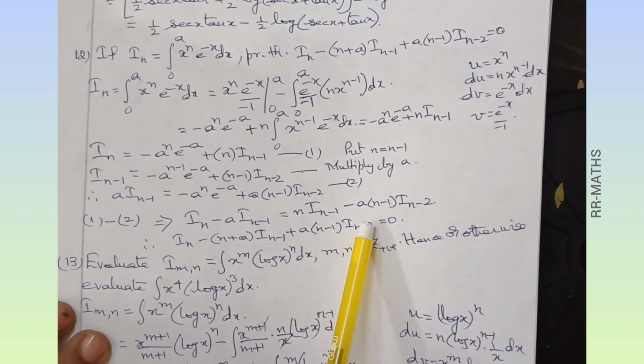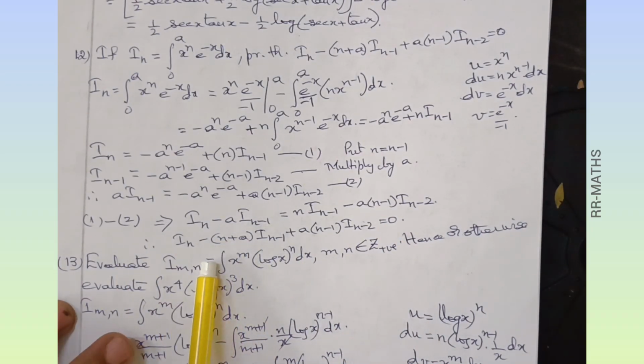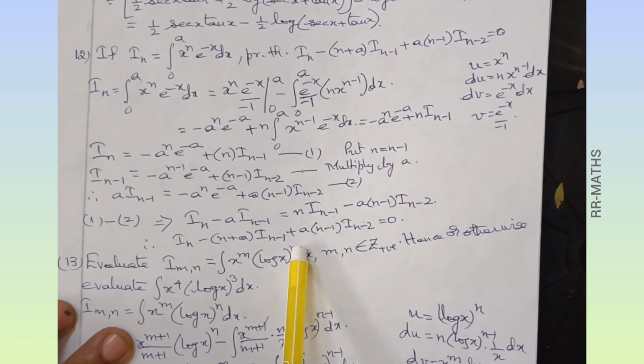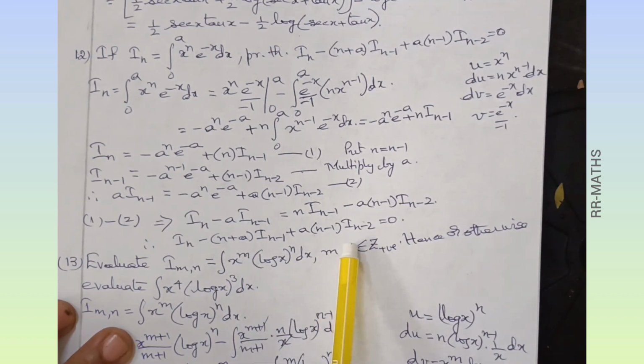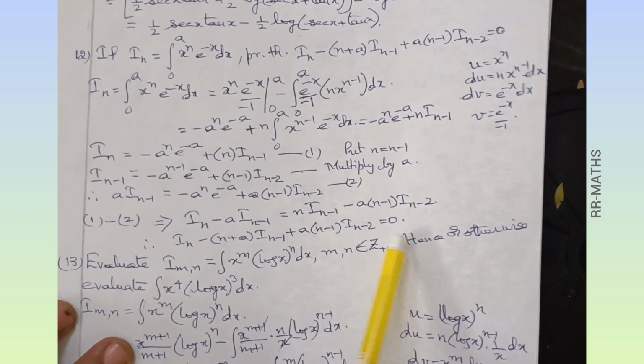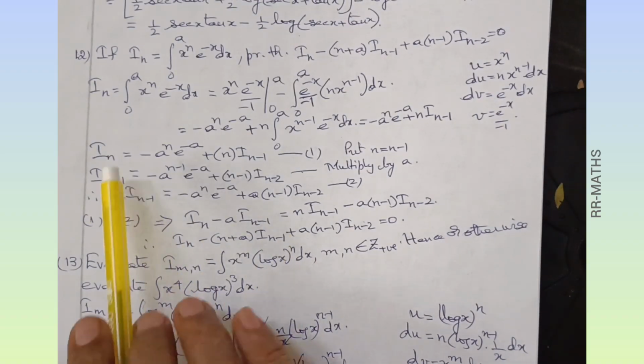Now you bring everything to one side. So you get this as I n minus n plus a into I n minus 1 plus a into n minus 1 into I n minus 2 equal to 0. This is what they have asked. So this is how you try to derive a reduction formula or prove whatever they want you to prove.